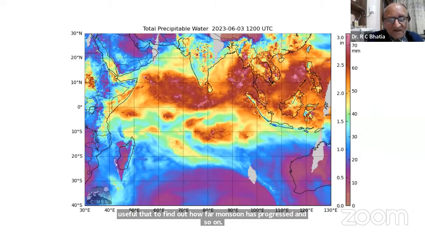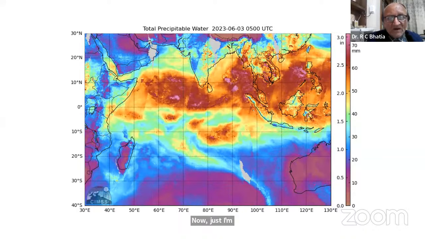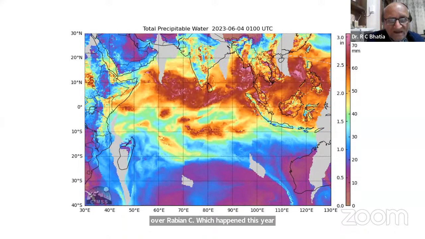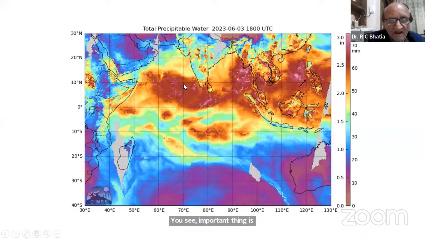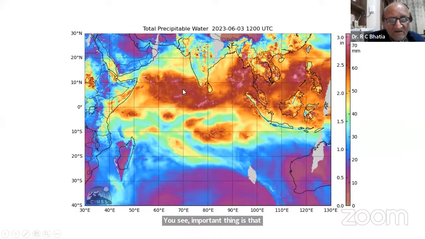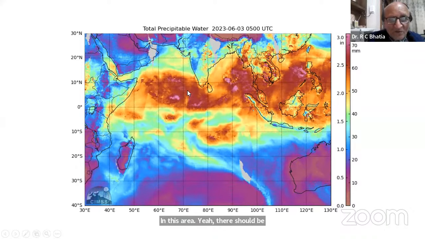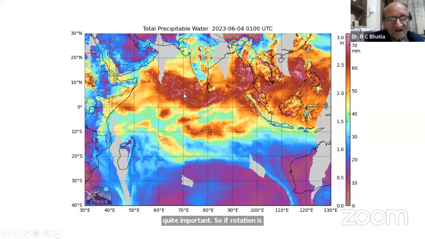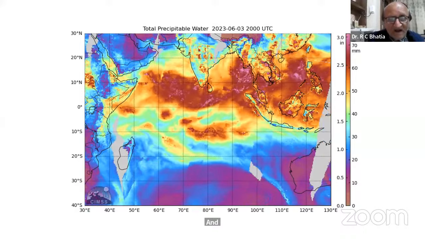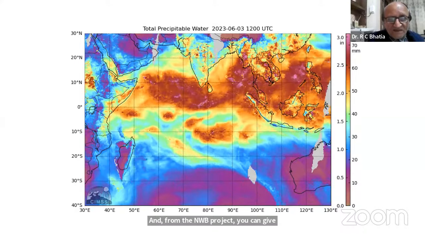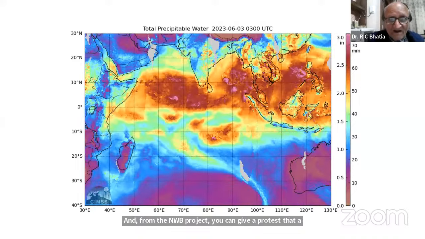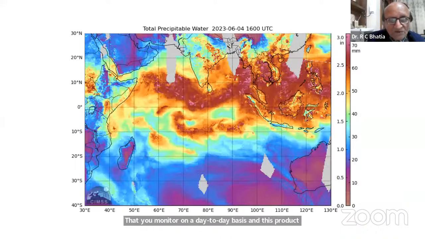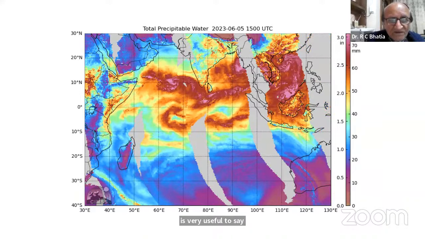Now, I'm just giving an example of one vortex formation over the Arabian Sea, which happened this year. You see, the important thing is that in this area, there should be rotation. That is quite important. So if rotation is there, it means the system has formed. Generally, from the NWP products, you can give a forecast that a system will form on such and such date. But whether it has actually formed or not, you monitor on a day-to-day basis. And this product is very useful to say confidently that the system has formed.